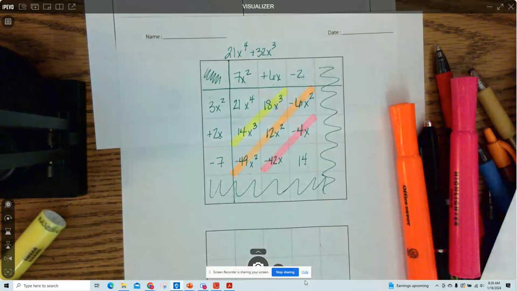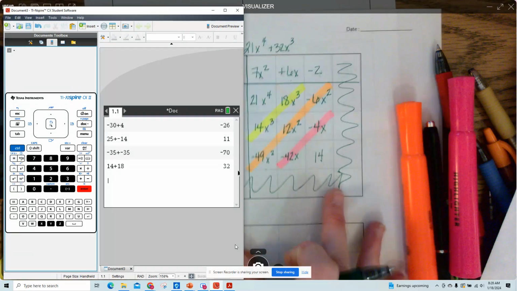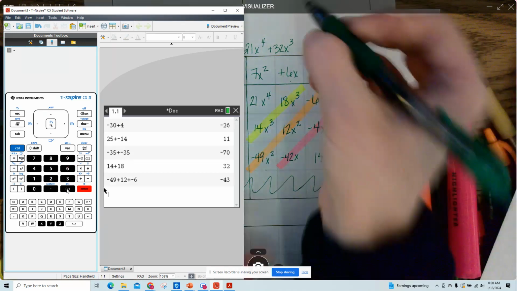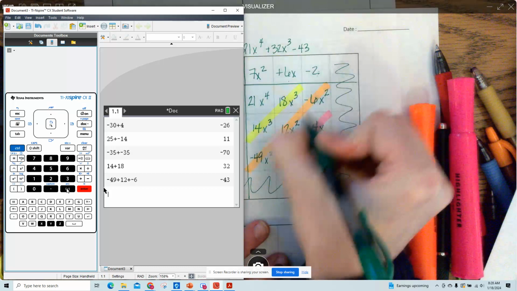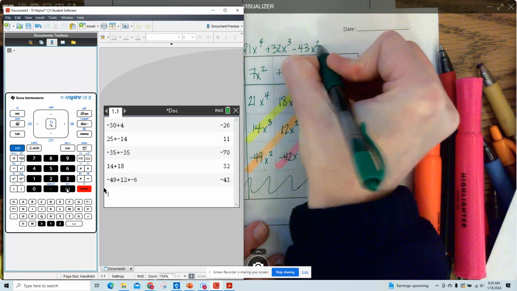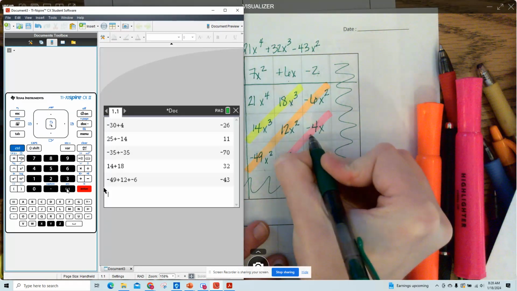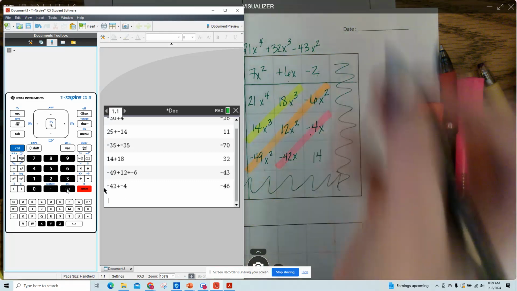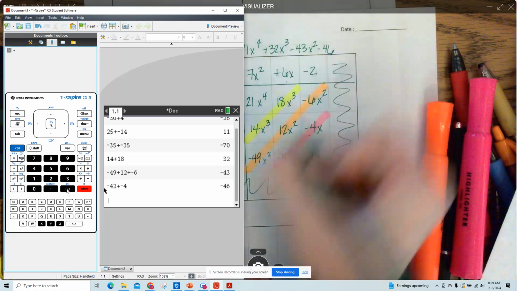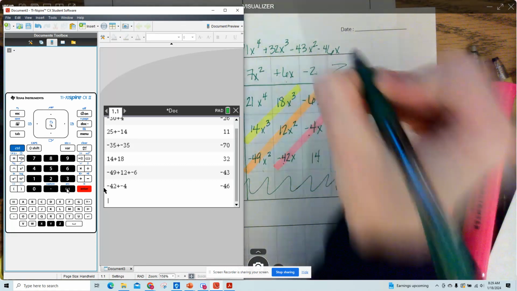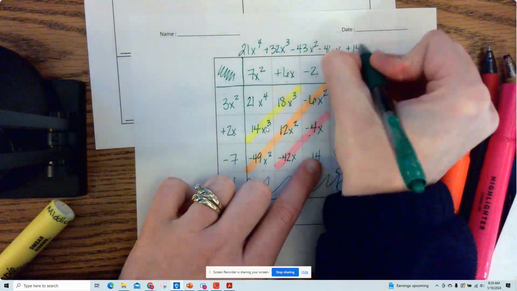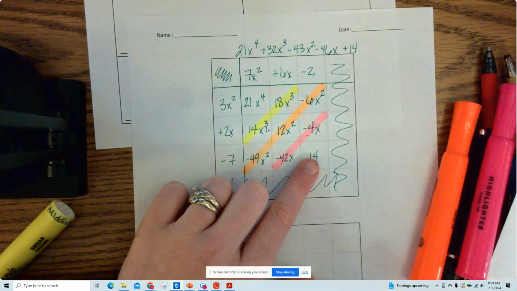3 numbers to combine now. So we've got negative 49 plus 12 plus negative 6. That's a negative 43, and that's an x squared. And then here, negative 42 and a negative 4. Negative 42 plus negative 4 is negative 46. That's an x piece. And then the plain old number gets tacked onto the end, the 14. They get really big, really quick multiplying.